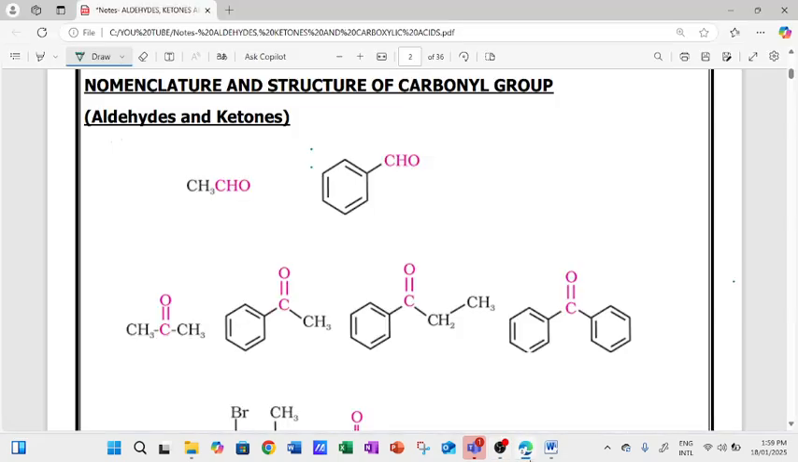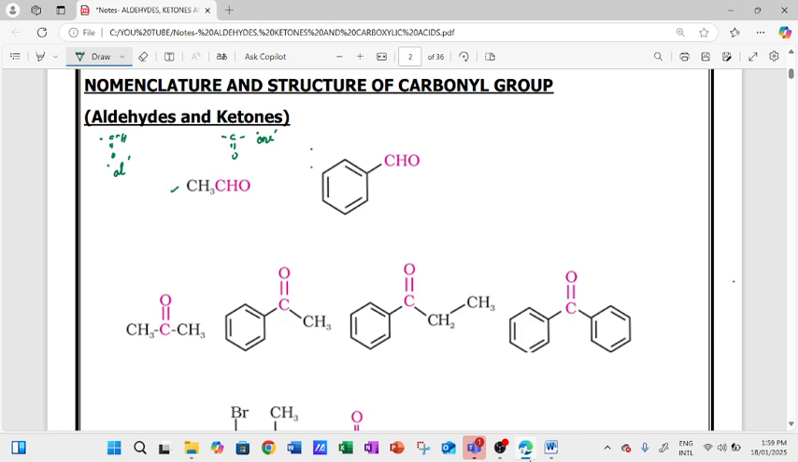Hi friends, today let's do the IUPAC nomenclature of organic compounds with carbonyl groups like aldehydes and ketones. We know that aldehydes are organic compounds with the functional group C double bond O H, CHO, and ketones have the C double bond O group. If an aldehyde is there, we use the suffix al. A suffix is the one which comes after the root word. Similarly, if a ketone is there, we use the suffix one, which comes after the root word.